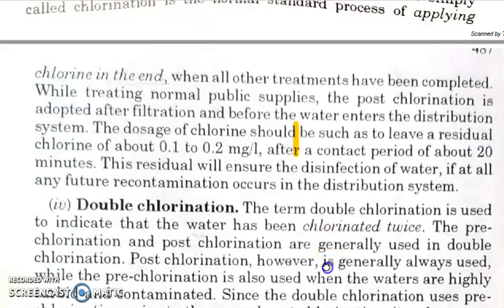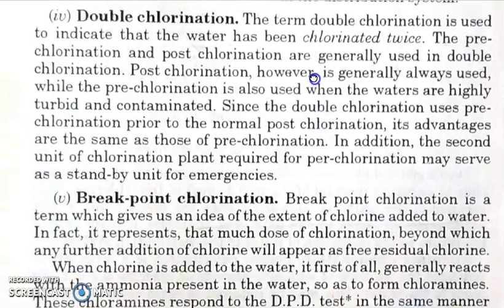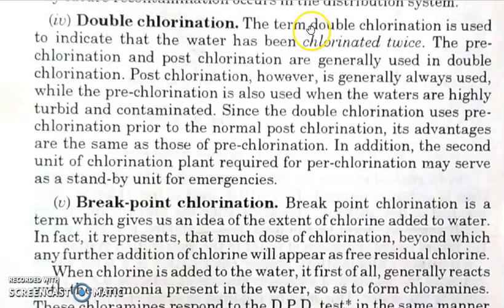Then you have double chlorination. As the name says, double means twice. So the term double chlorination is used to indicate that the water has been chlorinated twice. Whenever you are practicing pre-chlorination and post-chlorination, then it is double chlorination. Post-chlorination is the method always used, while pre-chlorination is used when water is highly contaminated.